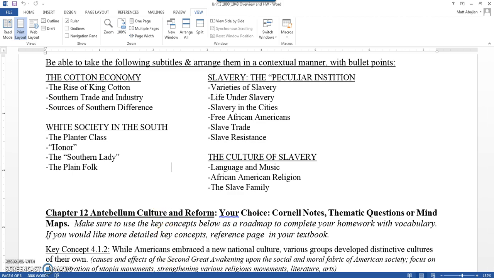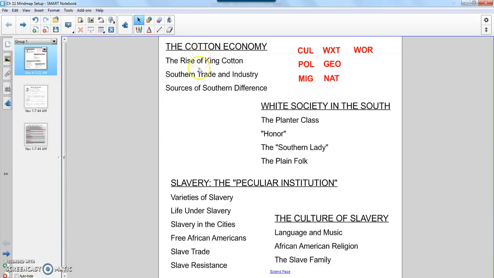So let's take this for example. I've got all of the different subtitles listed here, and I've got the bagpipes. If I'm looking at the cotton economy, the rise of King Cotton with our cash crop, Southern trade and industry, sources of Southern differences, I'm like, well, that's easy. Work, exchange, and technology is probably going to be incorporated with these parts. So I can tie each one of these parts to that theme.